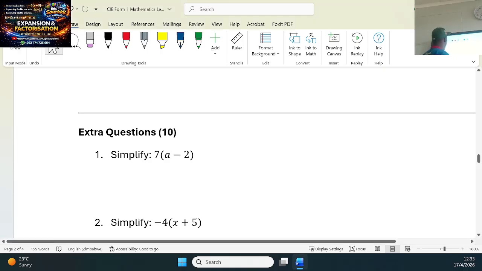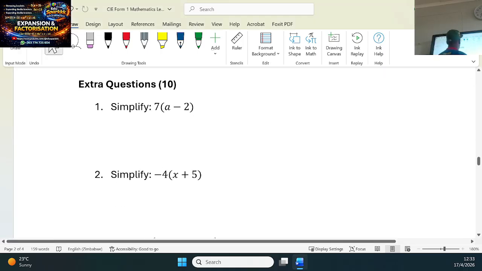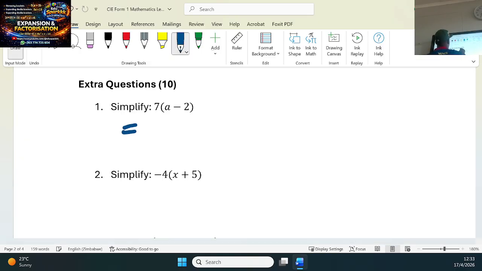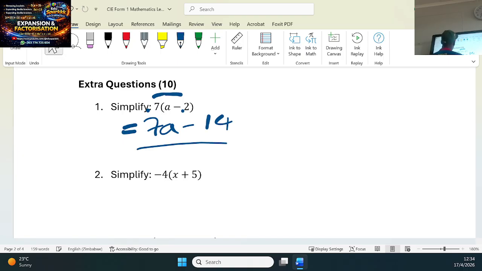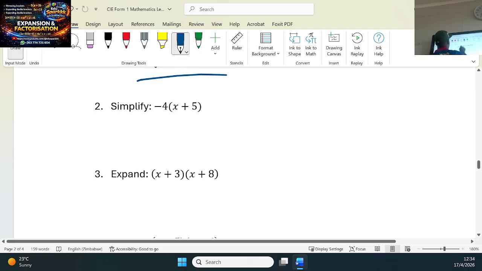So let's dive in. The first problem there, we have 7 multiplied into a minus 2. So here we're expanding brackets. In other words, 7 will multiply everything inside the bracket. 7 times a gives us 7a. 7 times negative 2 gives us negative 14. That's our solution. Moving to the second problem, we have negative 4 multiplying everything inside the brackets.